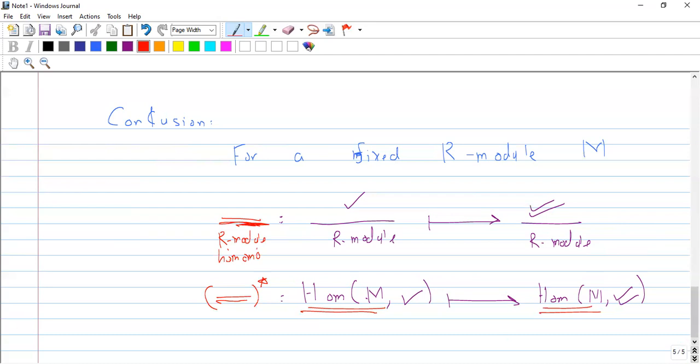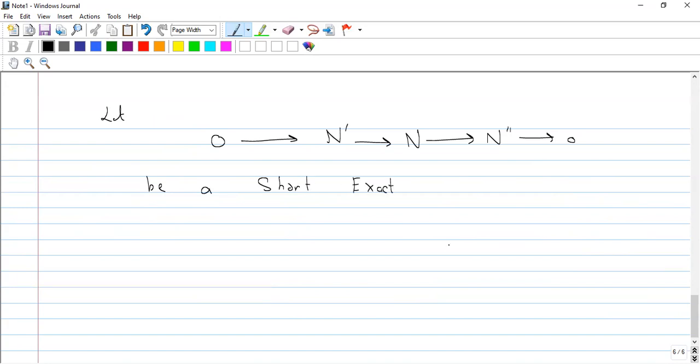So now the next idea is, what is the effect of applying Hom on a short exact sequence? Because in a short exact sequence we have, let's say this is a short exact sequence. After applying Hom, let's say this is F. Here we have F, which is an R module homomorphism from N dash to N, and this is G, which is an R module homomorphism from N to N double dash.